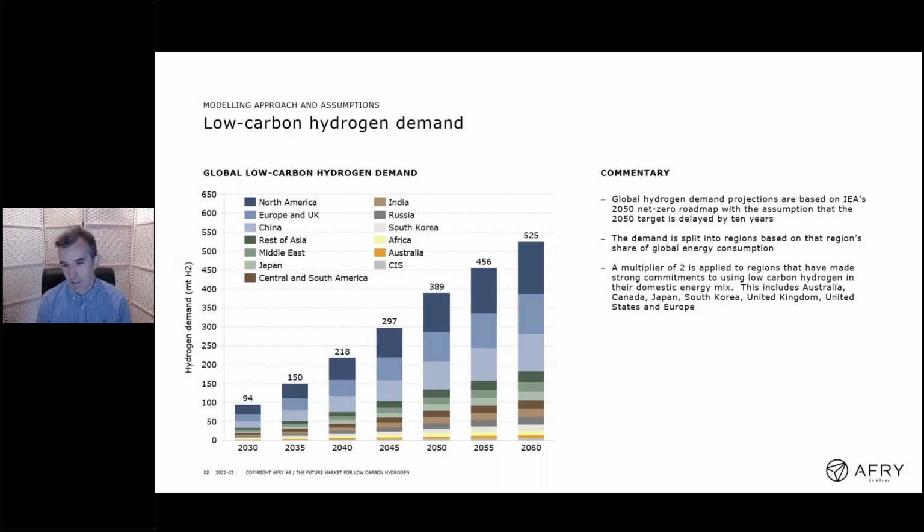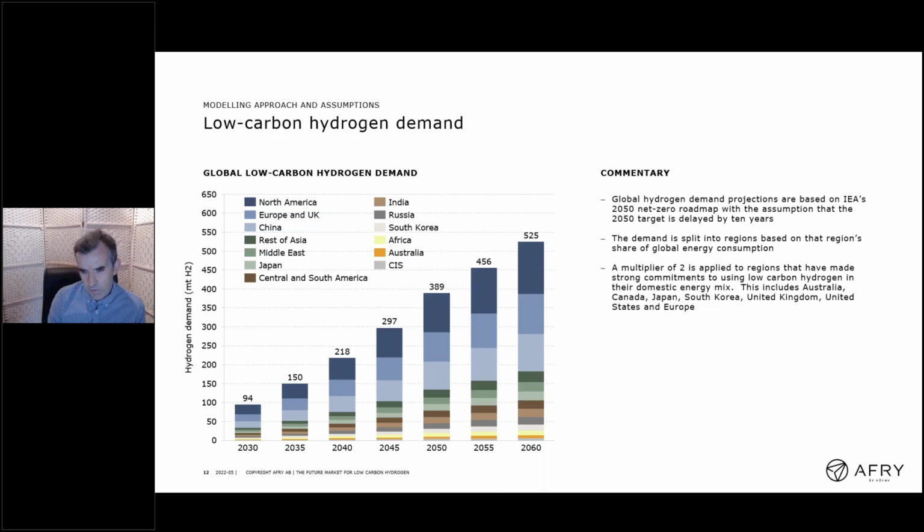The world isn't yet on the net zero roadmap, so what we've done is shift all of the demand back by 10 years. So we've taken the 2050 demand for low carbon hydrogen from the IEA net zero report, we've shifted that back to 2060, and then we've interpolated the intervening years. The IEA hasn't released regional demands. So what we've done is to split the global demand into regions based on each region's current total energy consumption, which is obviously an assumption, but we think it gives some reasonable results.